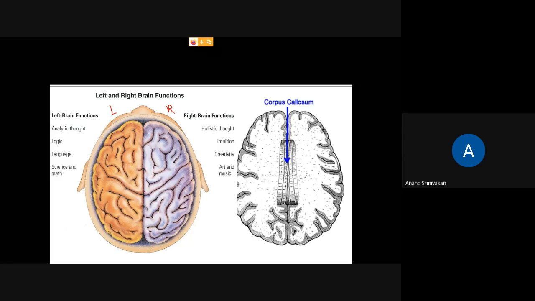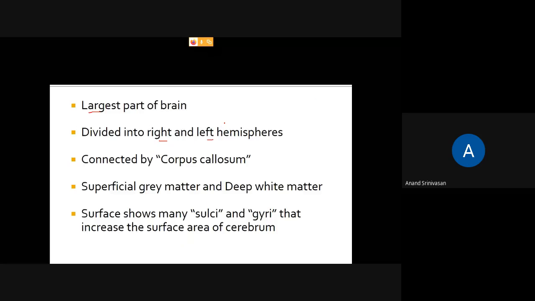The two cerebral hemispheres are divided except for a small portion where they are attached to one another, and this is called the corpus callosum. So the corpus callosum is the place where the two cerebral hemispheres are connected with one another.